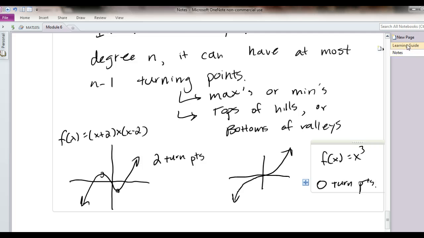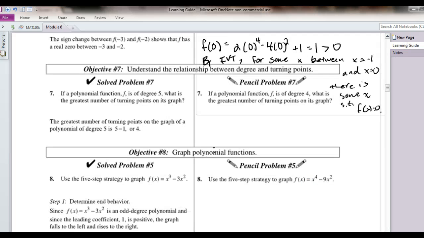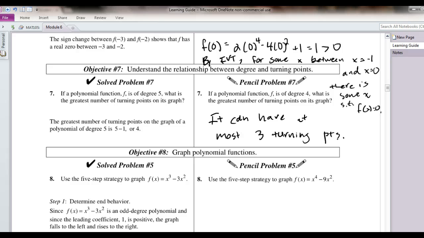So let's go back to the learning guide. And they say if f is a polynomial of degree 4, what is the greatest number of turning points? And we would just say it can have at most 3 turning points. All right.